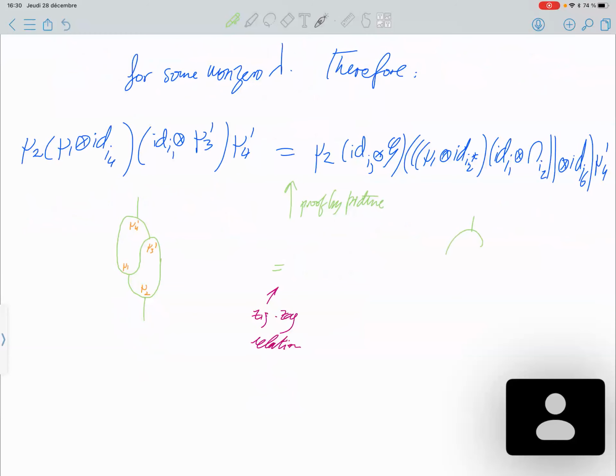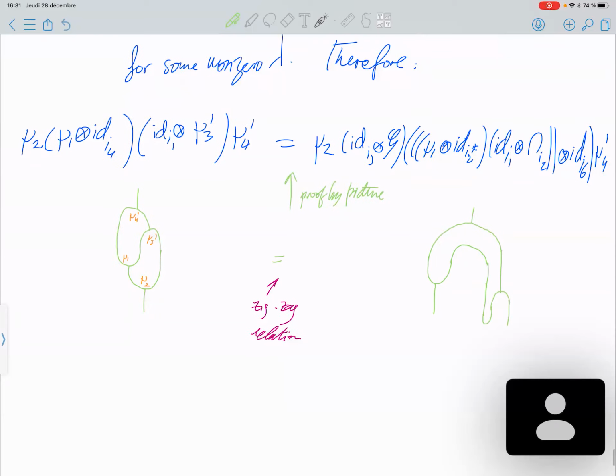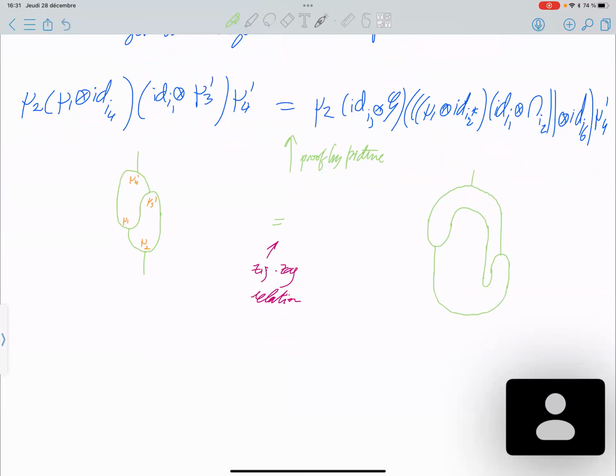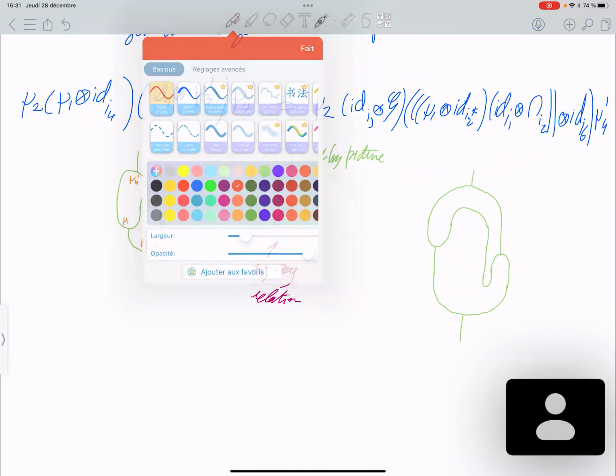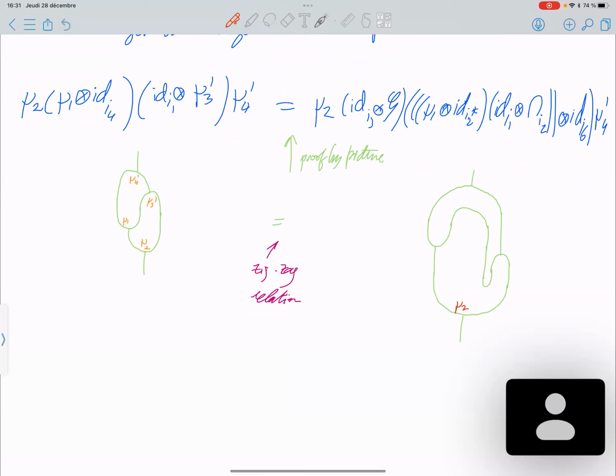So that, and then you have an evaluation map, co-evaluation map, something like that. Identity here. So something like that. It's a little bit complicated, but so mu and the same, in fact, the same morphisms are involved. Mu2, mu4 prime, mu1, and mu3 prime. And the zigzag relation.